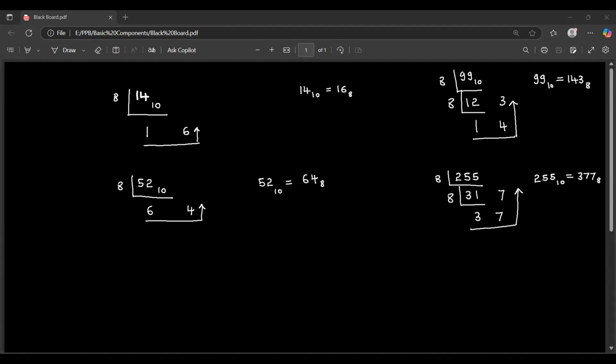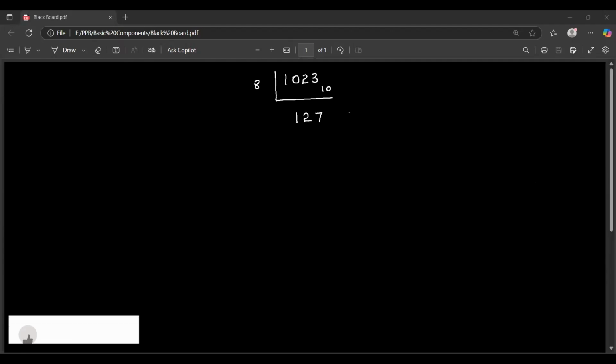What about a 4-digit number like 1023 to the base 10? First of all, you have to divide it by 8. If you divide it by 8, what do you get? You'll get 1, 22 means 2, 63 means 7. The remainder will be 7.